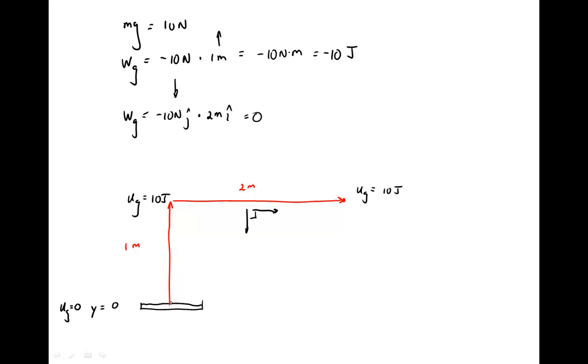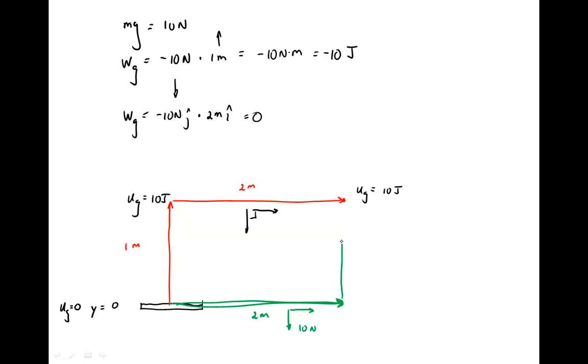Okay, let's take another path. We're going to take the green path, and we're going to move across here 2 meters. Gravity is still down, 10 newtons. The displacement is still to the right, 2 meters. One's in the j hat direction, one's in the i hat direction. The dot product is 0. So there's no work done by gravity along this first green path. There might be work done by another force, but there's no work done by gravity.